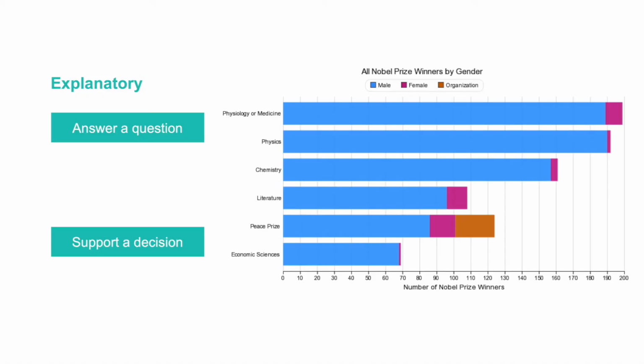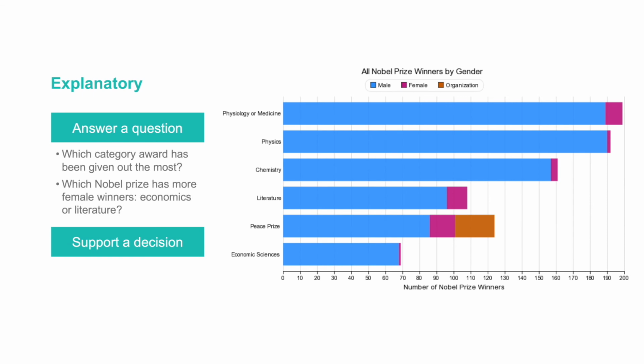Here, we have an example of an explanatory visual showing the breakdown of Nobel Prizes awarded by gender and category. The visual could be used to answer questions like, which category award has been given out the most? Or, which Nobel Prize has more female winners, economics or literature? If we're doing research about the diversity of successful people, we might need to decide what category to focus on.